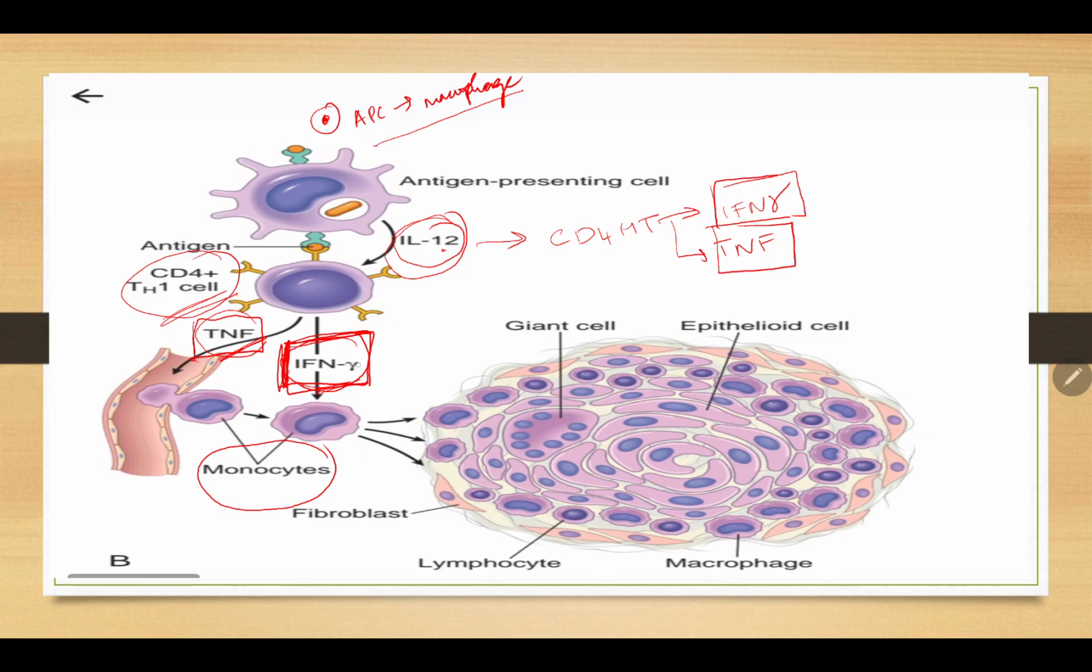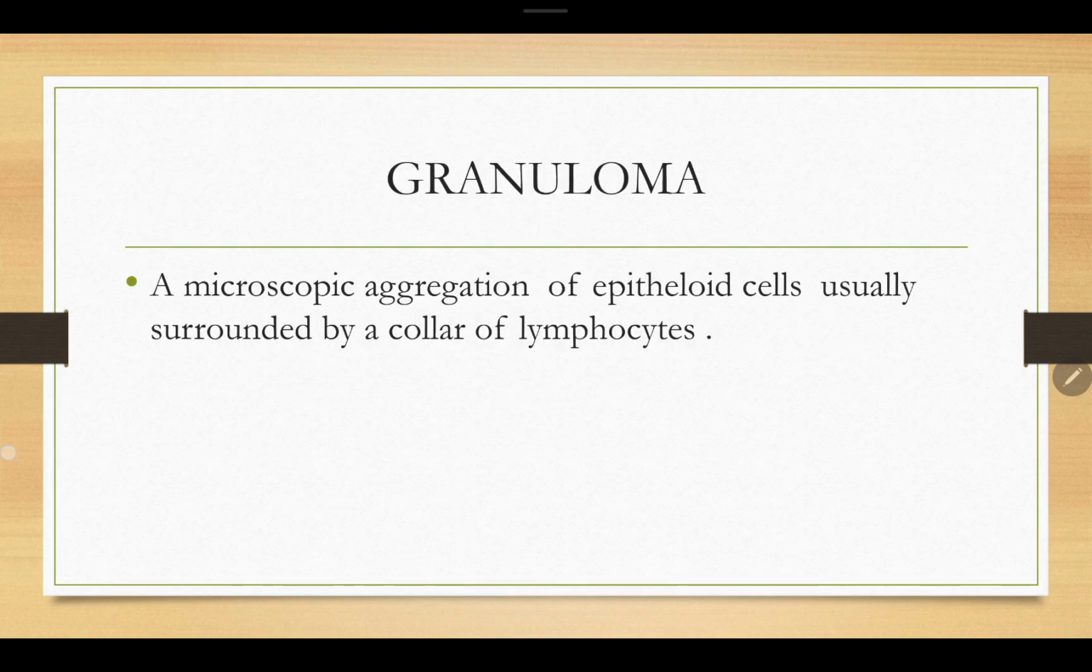So these activated macrophages or monocytes will change into epithelioid cells, and these form the giant cells, and along with the lymphocytes and these epithelioid macrophages, it forms a granuloma.